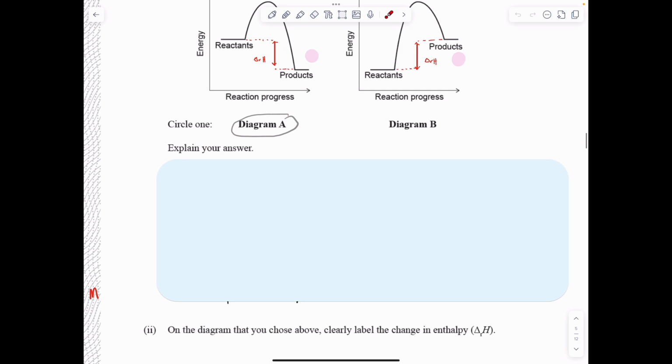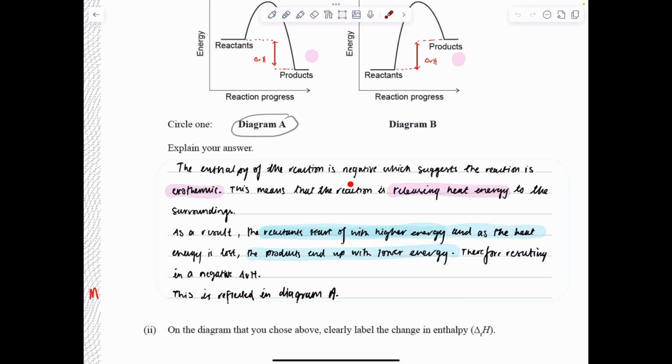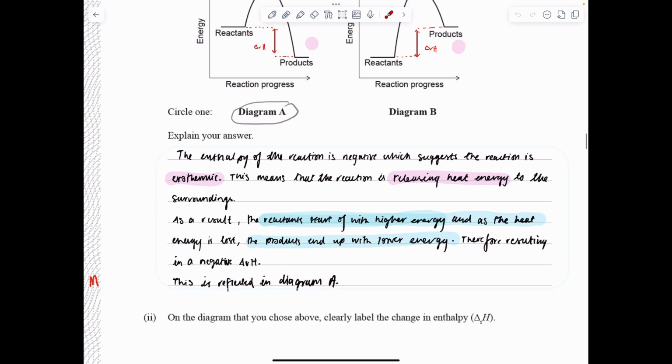Explain your answer. The enthalpy of the reaction is negative, which suggests the reaction is exothermic. So that's worth an achieved point. This means that the reaction is releasing heat energy to the surroundings. That's worth another achieved point. As a result, the reactants start off with higher energy. As the heat energy is lost, the products end up with a lower energy than the reactants, therefore resulting in a negative delta H. That's worth a merit. This is reflected by diagram A, so all of that is worth a merit point.